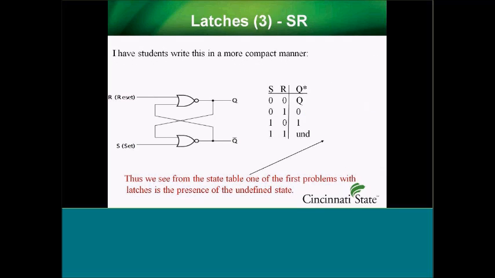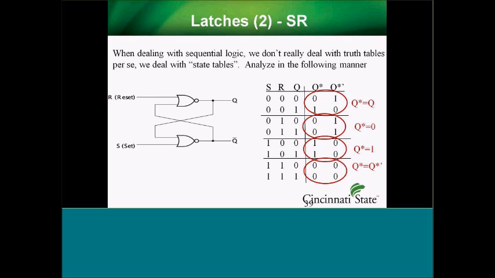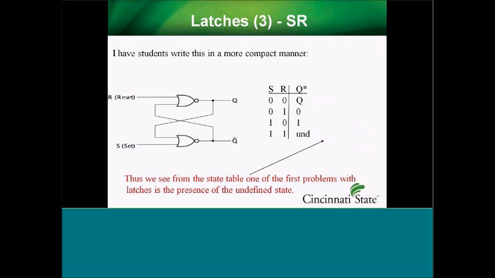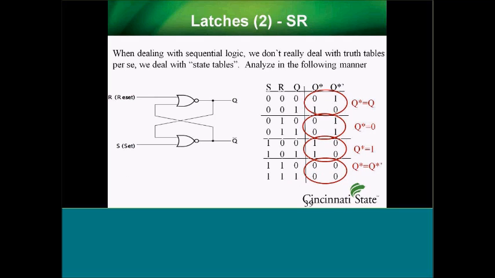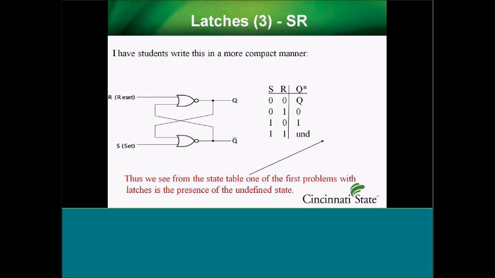So I have them write this in a more compact manner. This is a little complicated here. It's not really the way it is. And basically, I tell them, I mentioned it up here, these are not truth tables. These are state tables. Once we start sequential logic, we're not really talking about truth tables per se. We're really talking about state tables. It's not only inputs, but also one of the inputs is the current state of the system. Therefore, that's what makes this a state table. So it's easier to write it this way.